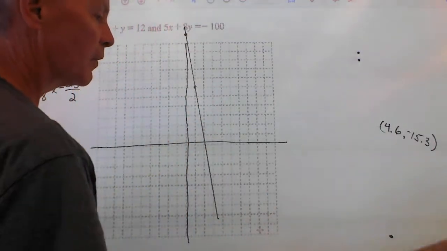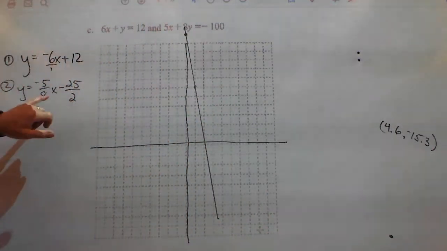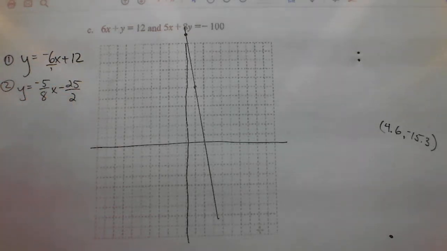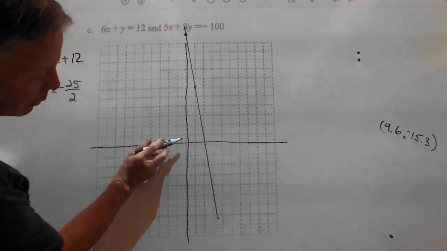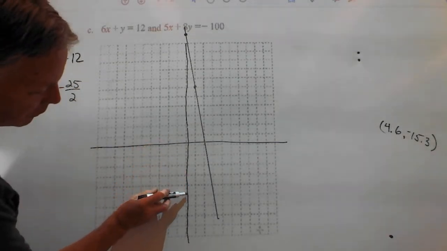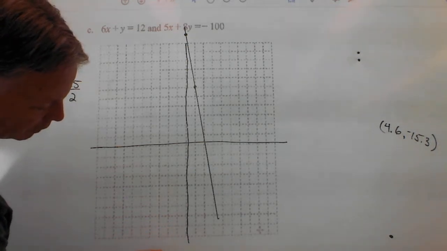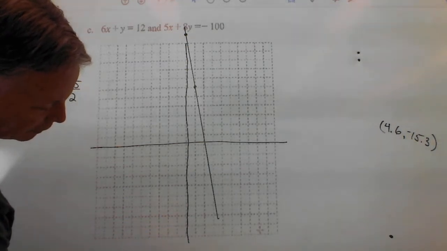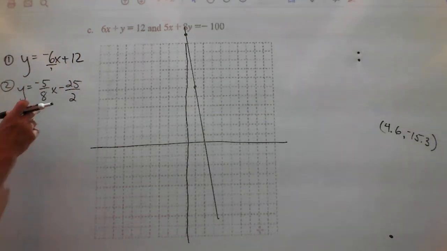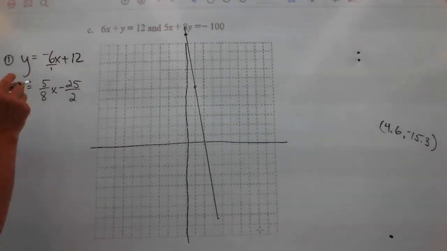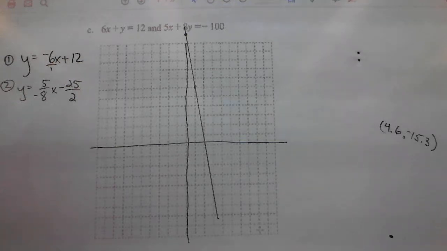That gives me my first line. For my second line, it has a y-intercept of negative 25 over 2, which is negative 12.5. So we go 1, 2, 3, 4, 5, 6, 7, 8, 9, 10, 11, 12.5. This is going to look really ugly. And a slope of negative 5 over 8. I'm going to put the negative sign down here, and you'll see why in a second.